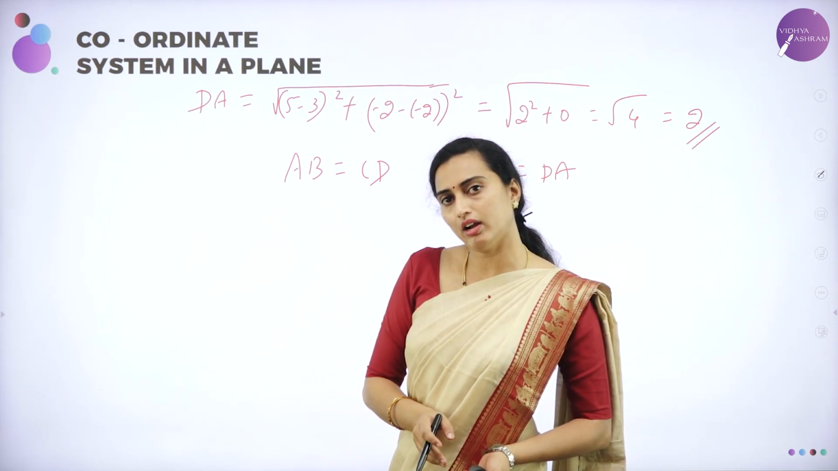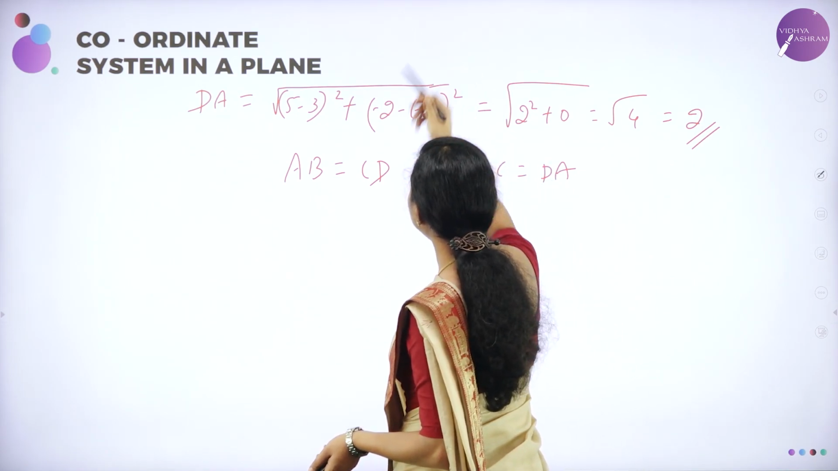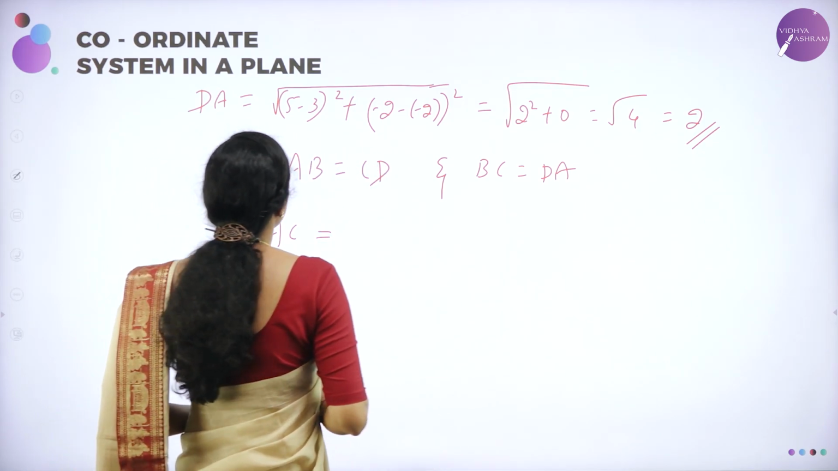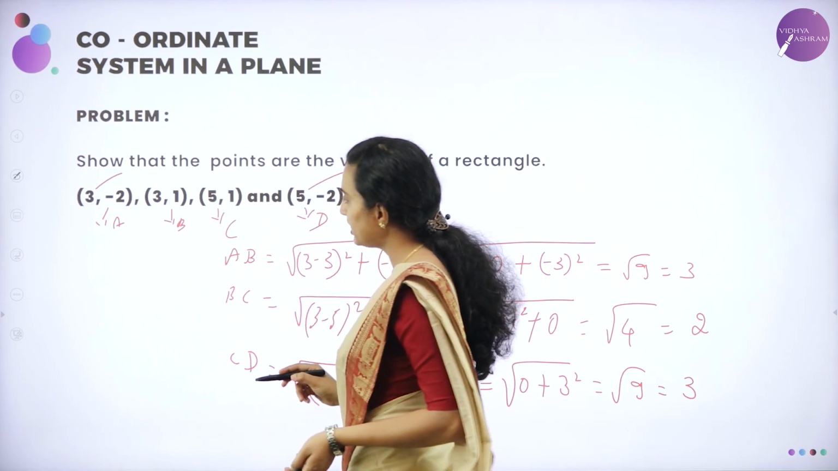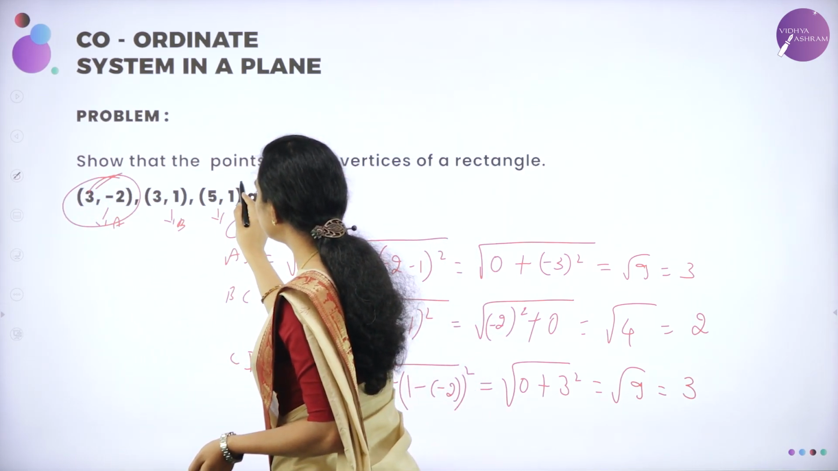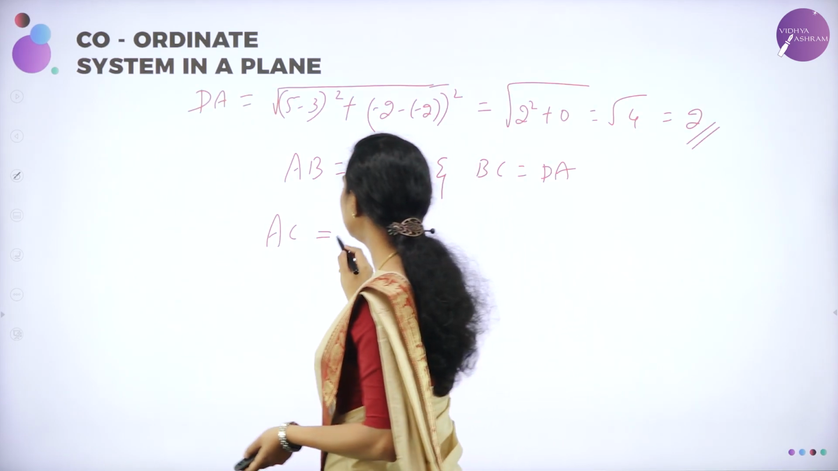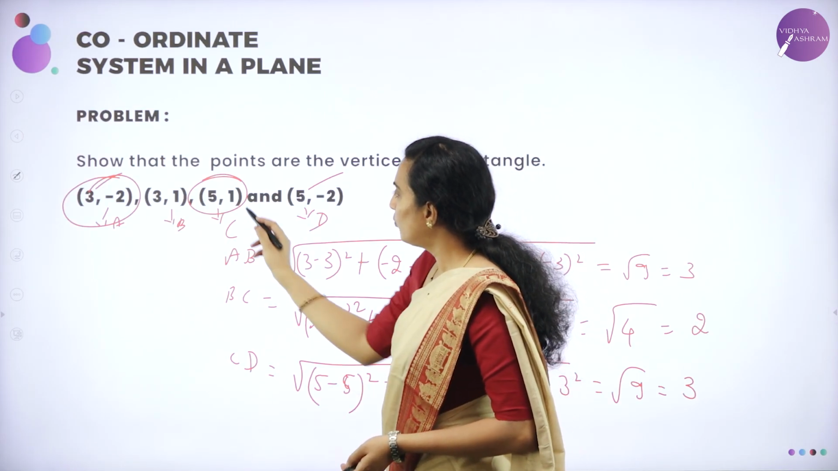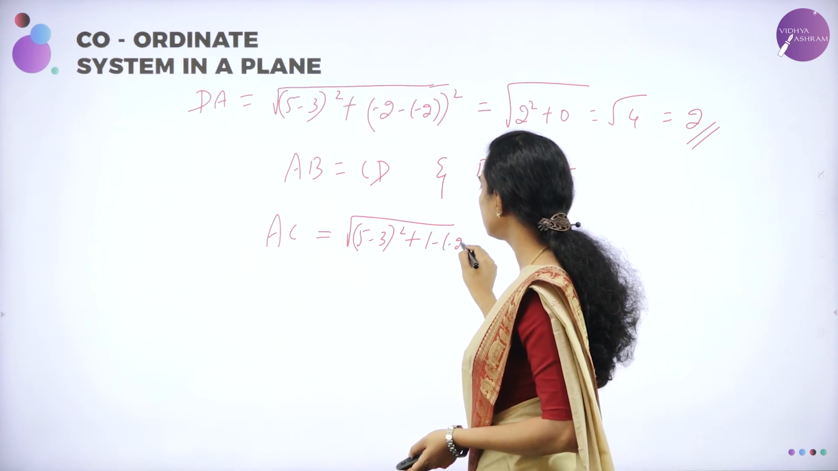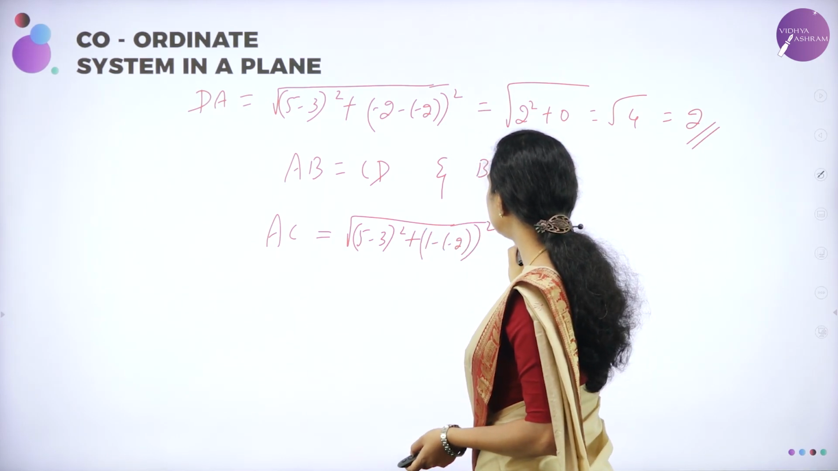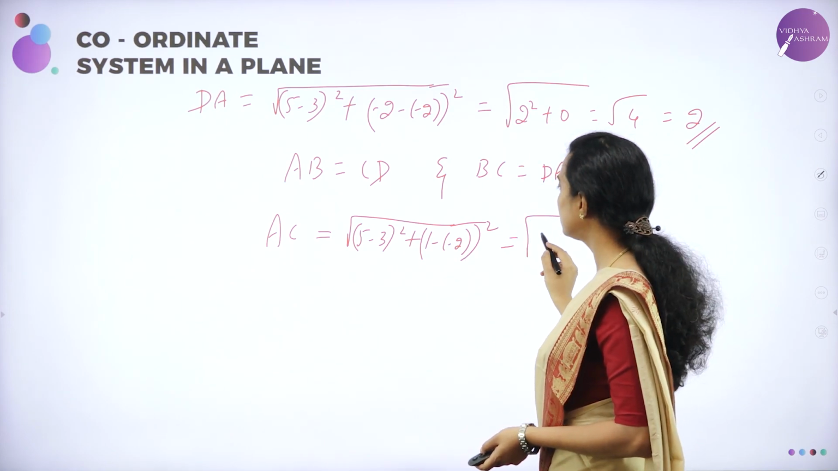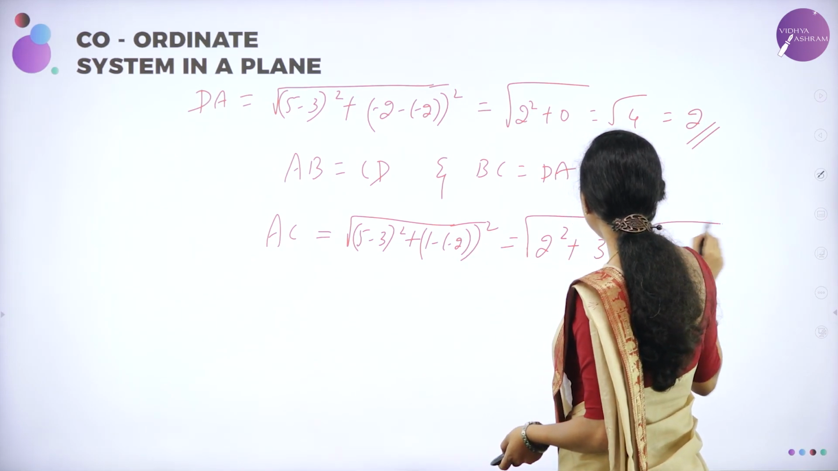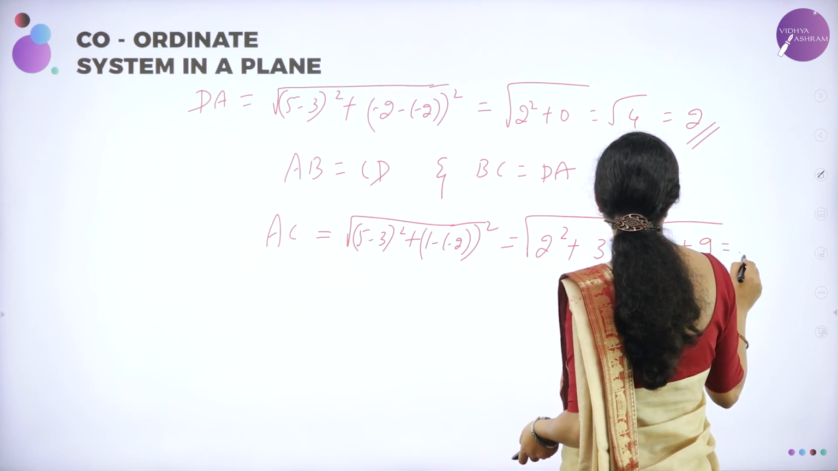What is a diagonal? You can find out now. Diagonals here are AC and BD, right? AC will be equal to what? This point A and this point C. So 5 minus 3 whole squared plus 1 minus of minus 2 whole squared. 5 minus 3 is 2, plus 1 minus of minus 2 is 3. Square root of 4 plus 9 will be equal to root 13.